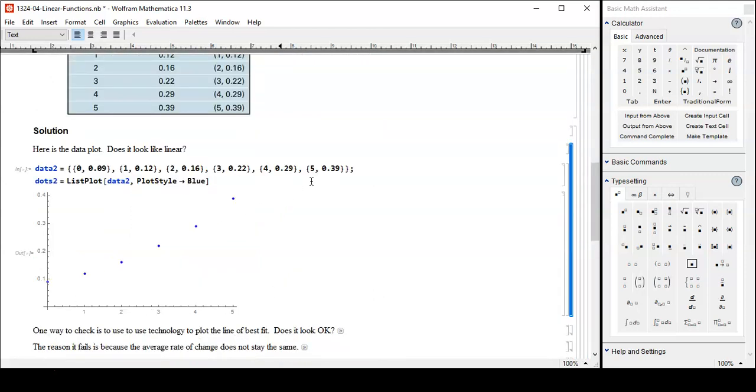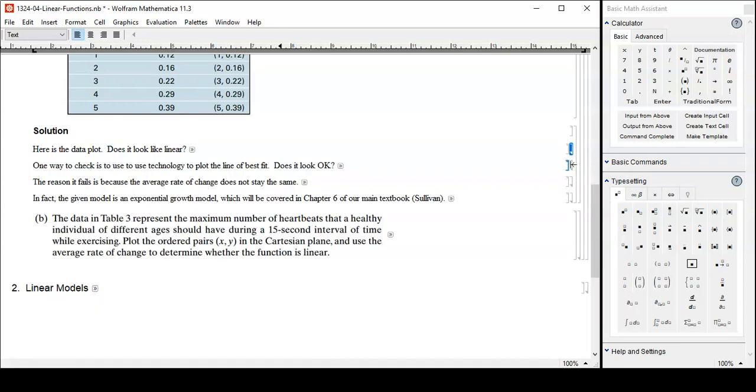Plot, does it look like linear? To me, it doesn't really look linear, to tell the truth, does it? And then if you take the average rate of change for each interval, 0 to 1, 1 to 2, 2 to 3, 3 to 4, 4 to 5, and do your computation, then you'll get slightly different slopes each time, I think. Let's see.